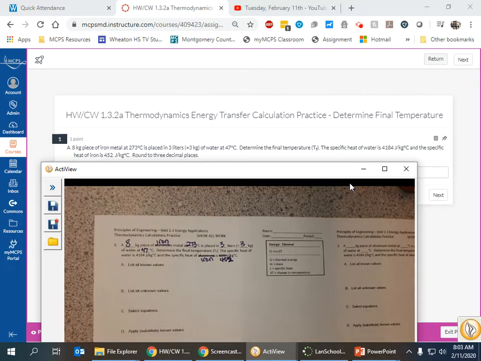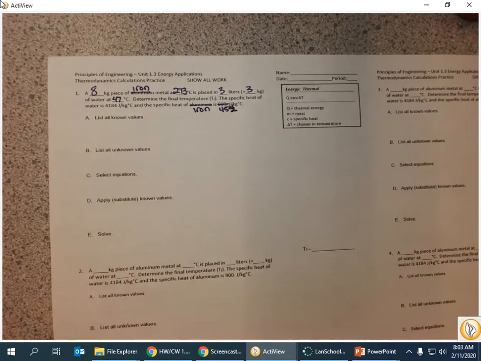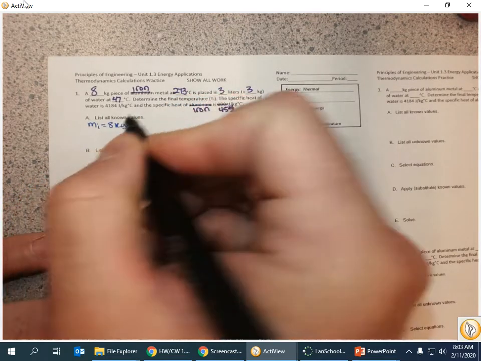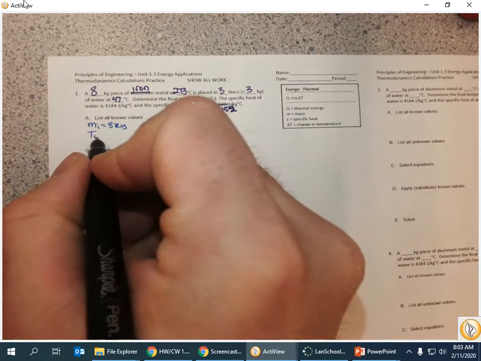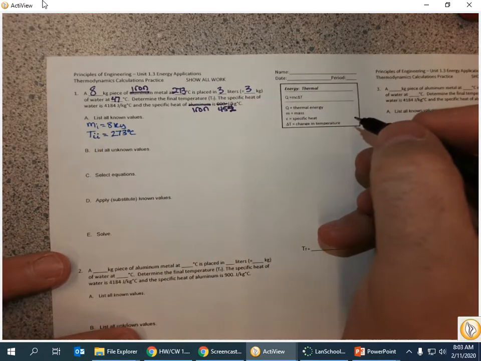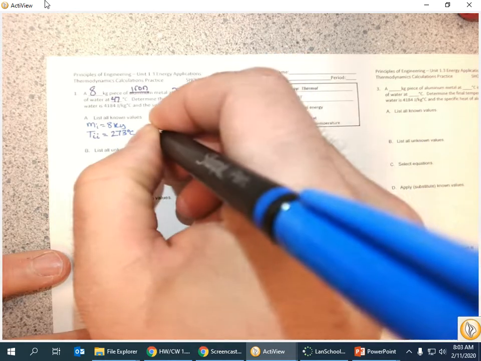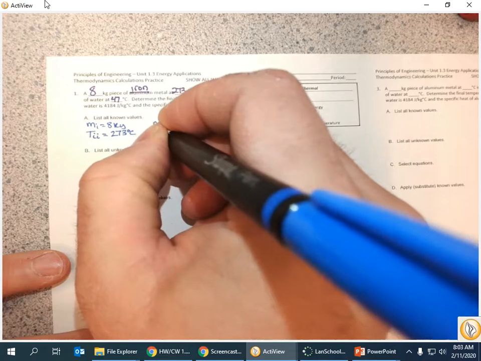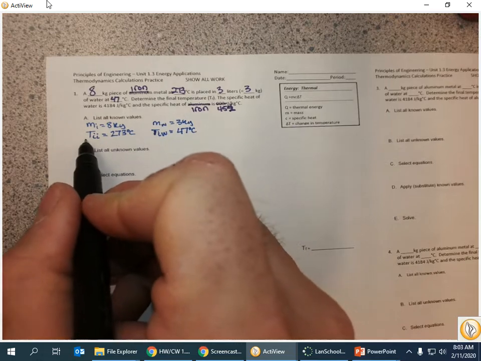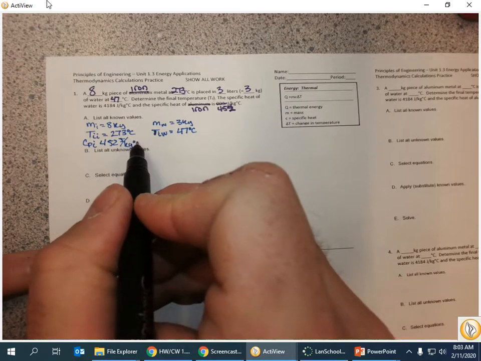So what are my known values? Well, now I'm going to just switch straight over to this. My known values, I know that the mass of the iron is 8 kilograms. I know the temperature initial of the iron is 273 degrees Celsius. I know that the mass of the water is 3 kilograms. I know that the temperature initial of the water is 47 degrees Celsius. And I know the specific heat capacity of iron is 452 joules per kilogram degrees Celsius.